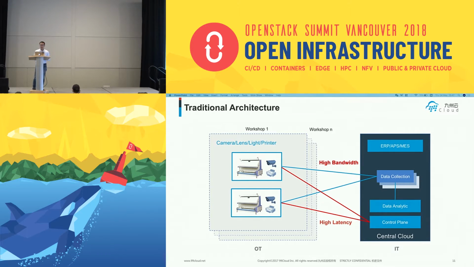But let's look at the traditional architecture. As I show in this picture, it has two drawbacks here. One is that it costs very high bandwidth in the network, and the other is that when the central cloud wants to operate the machine, it's high latency. Why? Because we use a high-resolution camera, it captures a lot of images. We have to send all the images back to the central cloud for further analysis. The image size is very huge. When we keep sending all the images over the network, it costs high bandwidth.